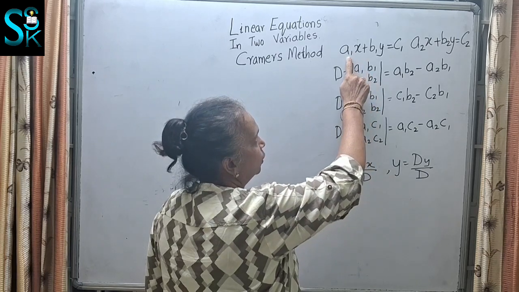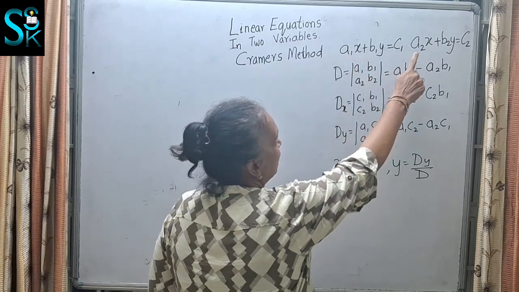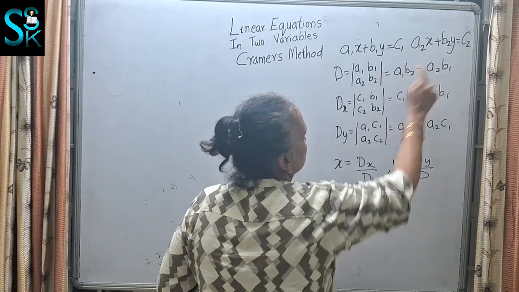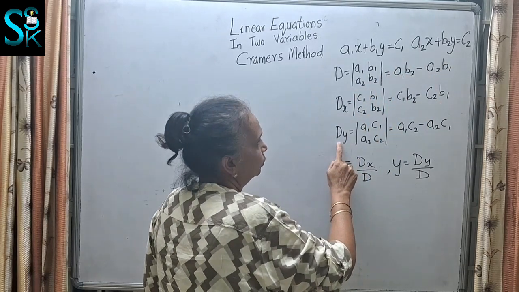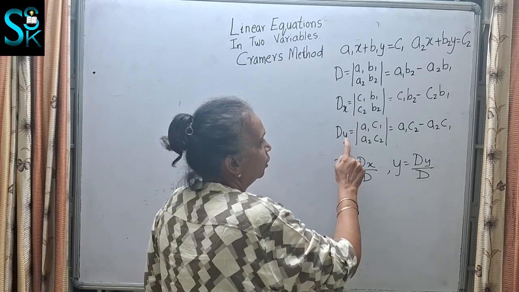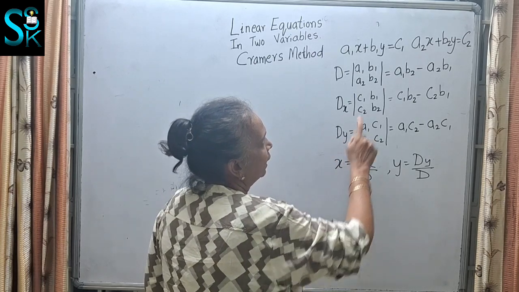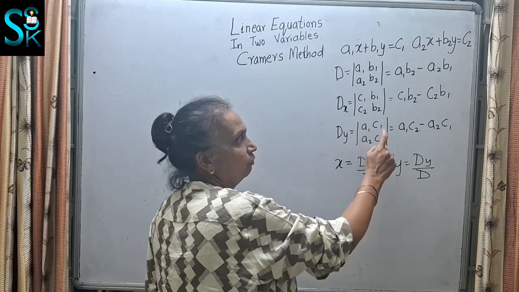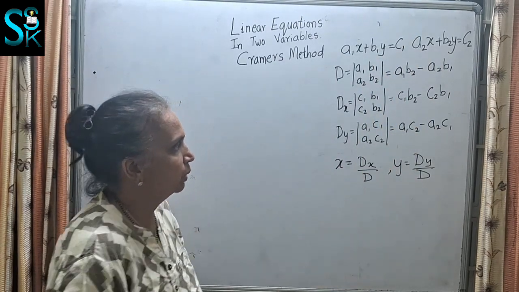Now in this case, if you see, when you are finding dx, you are not writing the coefficients of x, that is a1, a2; you are replacing them with c1, c2. Okay, and to remember dy, you are not writing the coefficients of y, that is b1, b2. Instead you are replacing them with c1 and c2. That much you have to remember.